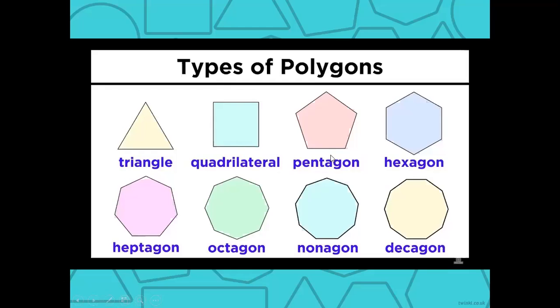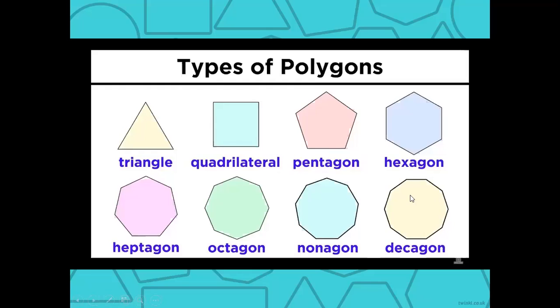Now, when a plane shape has 5 sides, as you can see here, it is called a pentagon. 5 sides, pentagon. Now this one, 6 sides, hexagon. 7 sides, heptagon. 8 sides, octagon. Just like the octopus that has 8 legs, octopus, octagon. 8 sides. Nonagon, just like 9, nonagon. 9 sides. Then decagon. Remember that decagon, 10.